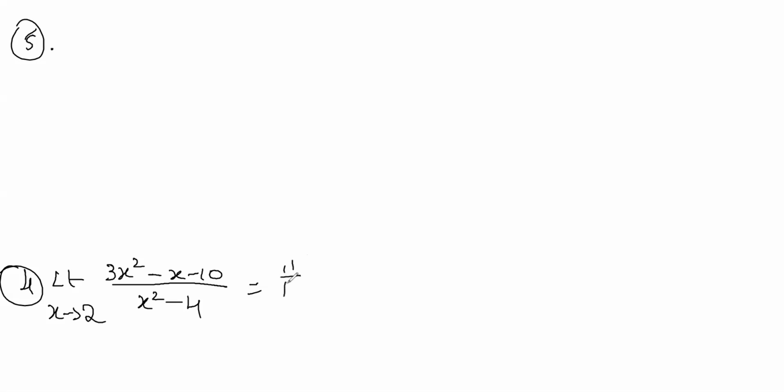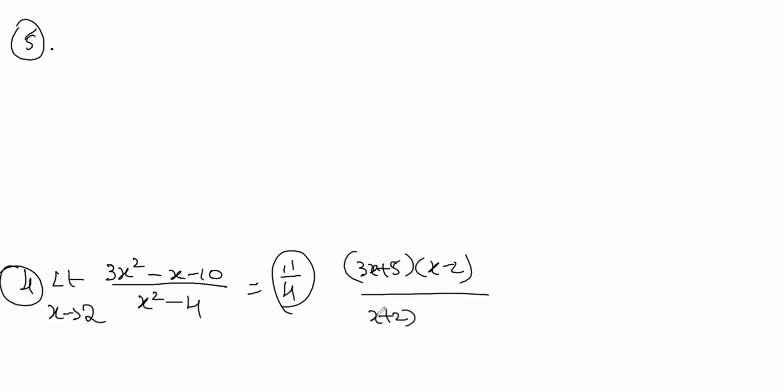I factorized it. So you'll get the factors as 3x plus 5 and x minus 2, divided by x plus 2. Then if you substitute, you will get 11 by 4.